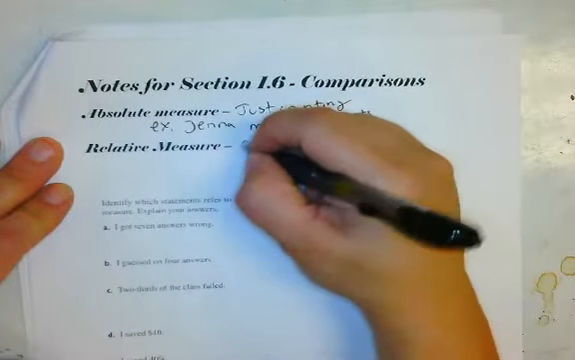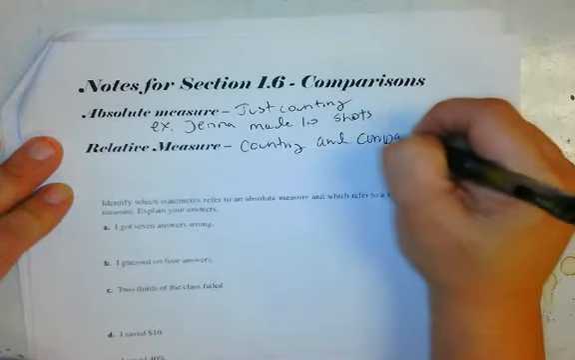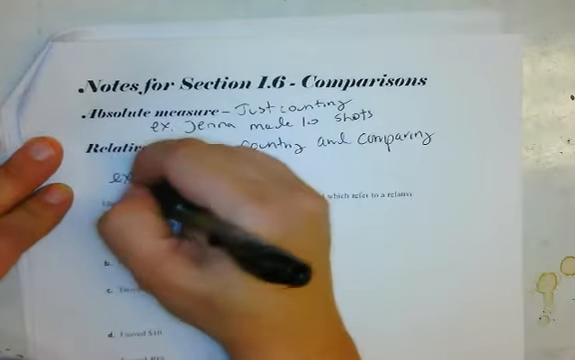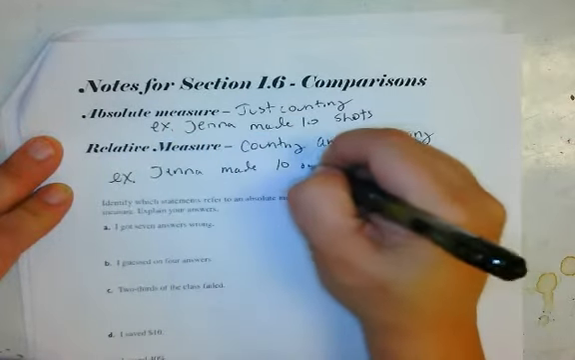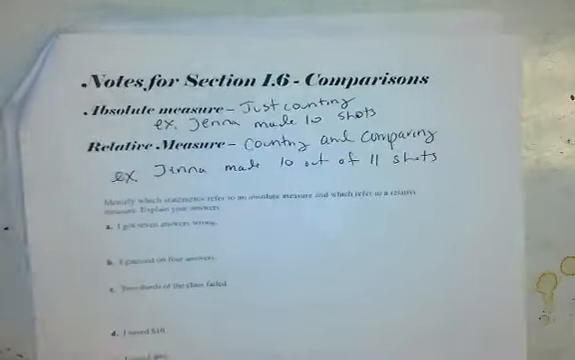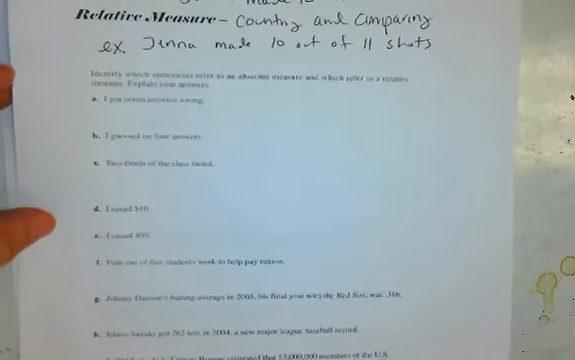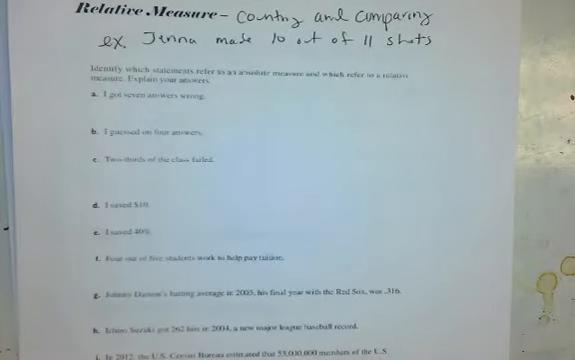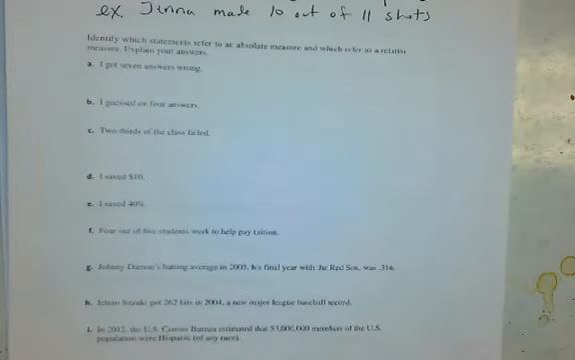So relative measure means counting and comparing. And I'm going to, again, use the example. Jenna made 10 out of 11 shots. Okay, so we have a bunch of examples here of sentences that we are going to have to decide if it's absolute measure, where you're just counting, or relative measure, where you are counting and comparing.